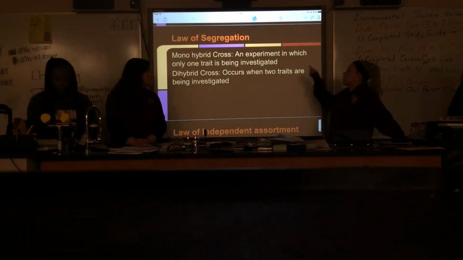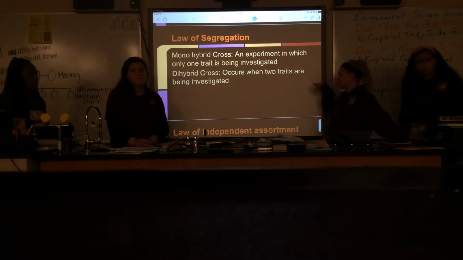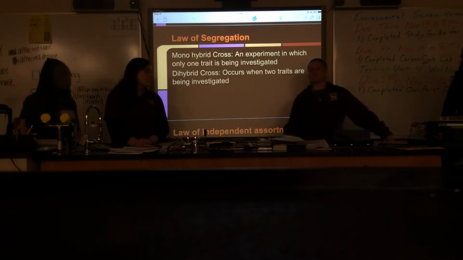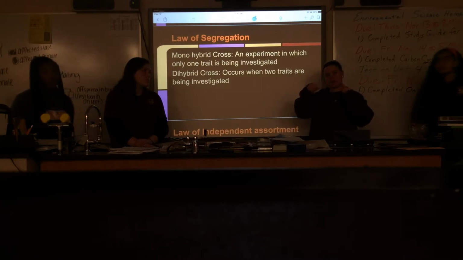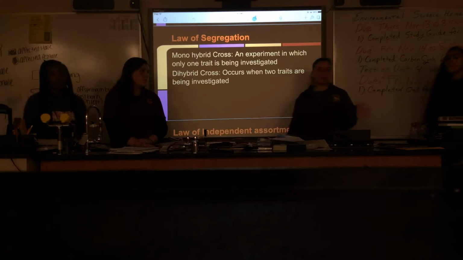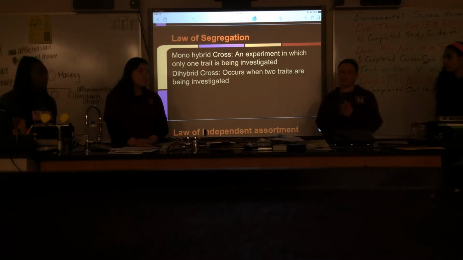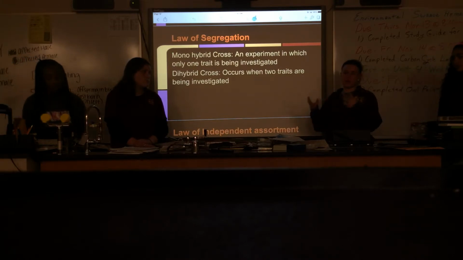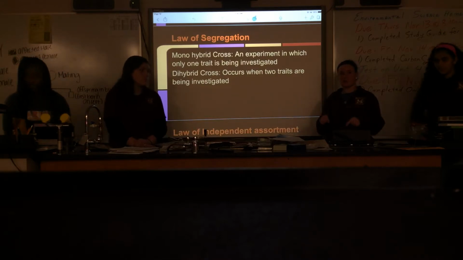A monohybrid cross is an experiment in which only one trait is being investigated. A dihybrid cross occurs when two traits are being investigated. So Mendel didn't only study what happens when you mix two round pea plants. He also studied what happens when you mix a white flower with round peas and a purple flower with wrinkled peas. And this helped him come up with the law of segregation, that they segregate independently of one another in meiosis and thus are inherited independently.